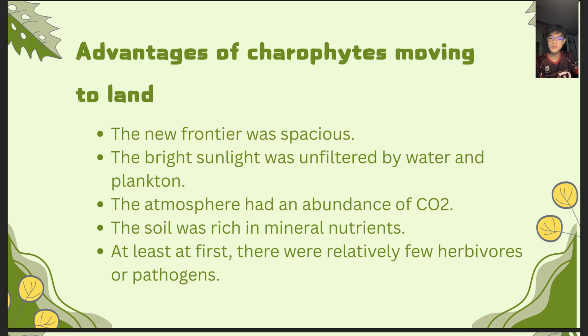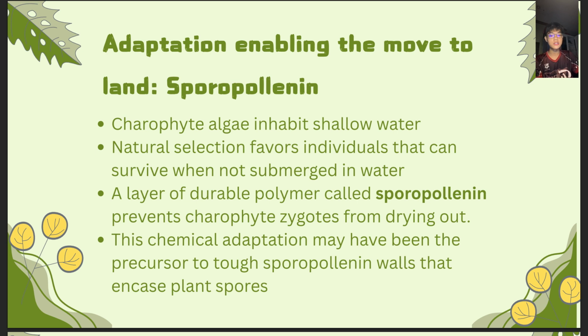Okay, but this move came with a major risk: desiccation, or in other terms, drying out. Natural selection favored individuals that could survive periods of drought. This is where sporopollenin comes in. In charophytes, this durable polymer protects zygotes from drying out in shallow water. In land plants, this same chemical adaptation encases spores, allowing them to be dispersed through dry air without being harmed.